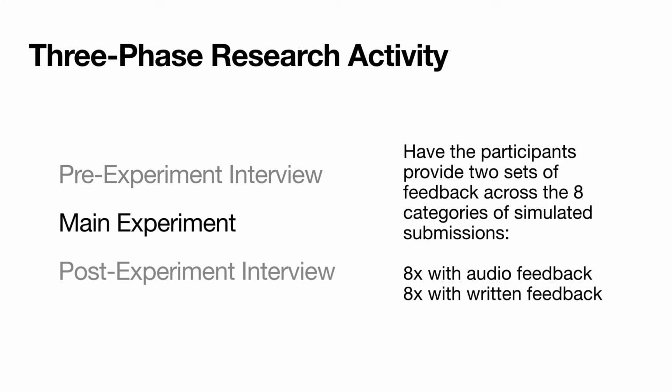The main experiment saw the interviewees sit through 8 simulated submissions across each of those previously documented categories. They went through this twice. The first time they went through the submissions, they were providing either written feedback or audio feedback. And the second time, they either had the audio feedback tool taken away or provided to them. And it was a 50-50 split as to which track they were on. This was to ensure that there was no bias introduced with the order that the feedback was provided in and by what method.